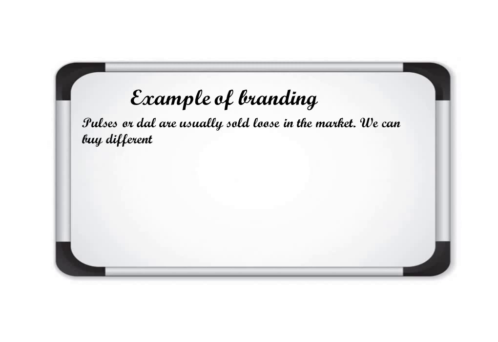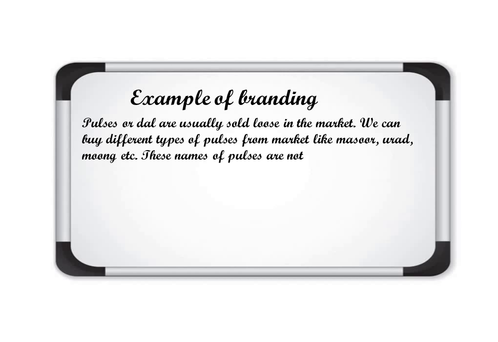That everybody knows. We can buy different types of pulses from the market like masoor, urad, moong, etc. These names of pulses are not a brand name. As I told you, these pulses, rice or wheat can be purchased loose also. At that time their name is just called dal or rice or wheat. That is not a brand. Okay, how does this brand come?